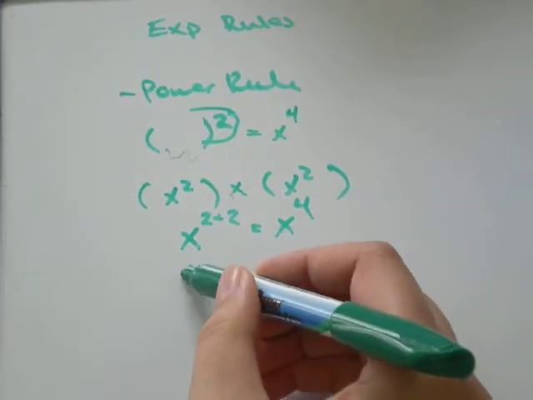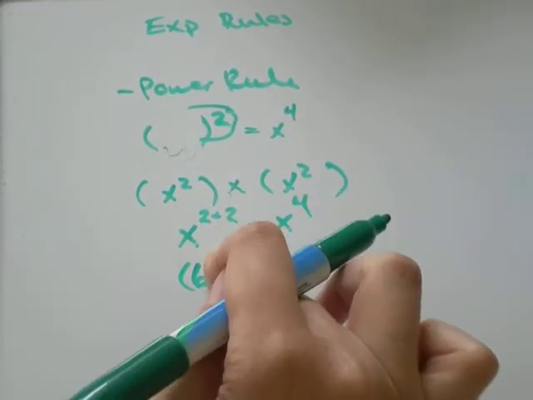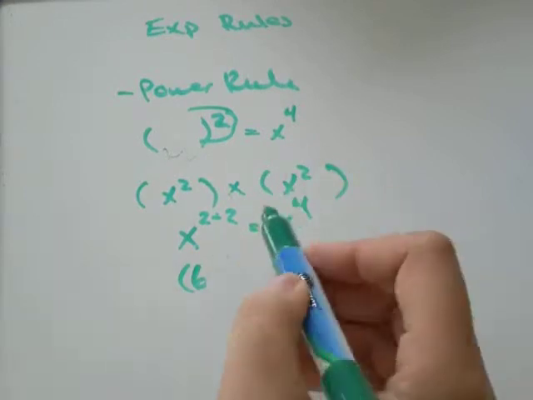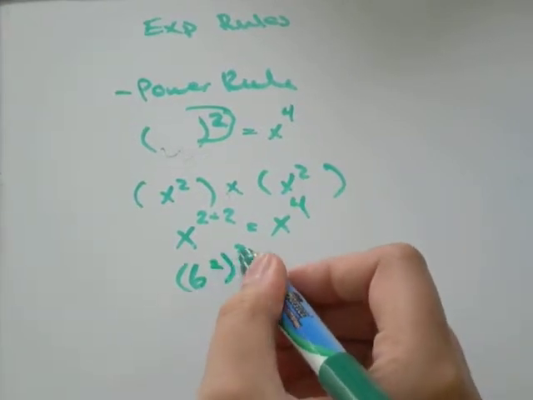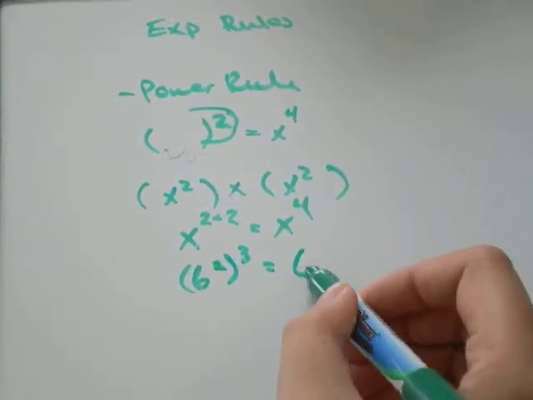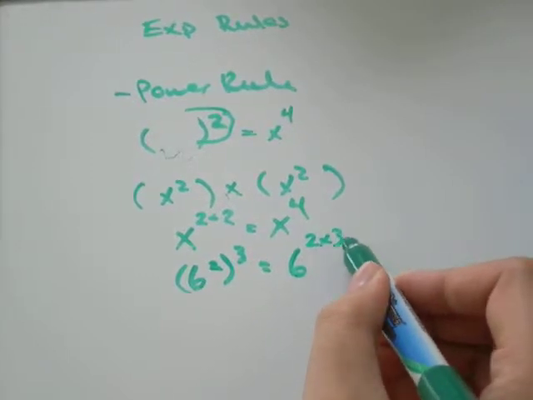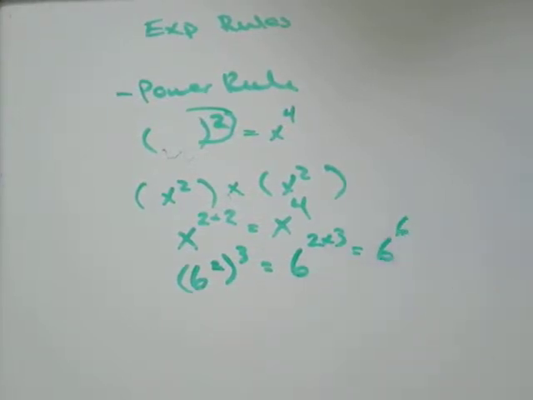This also works if you have numbers. Let's say we had 6 squared cubed. That would be 6 to the power of 2 times 3, which would be 6 to the power of 6.